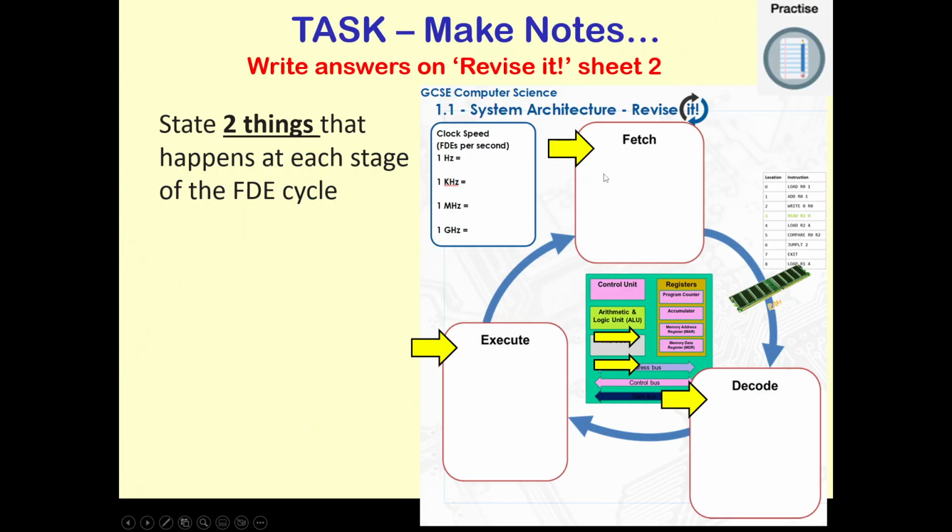So, now we've gone over it, I'd like you to write down at least 2 things that happen at each stage. In the exam, you are very likely to be asked about one of these stages, or maybe all of it. Okay? 2 things that happen at fetch, decode, and execute. Onto your sheet, and then check your answer in a second on the next slide.